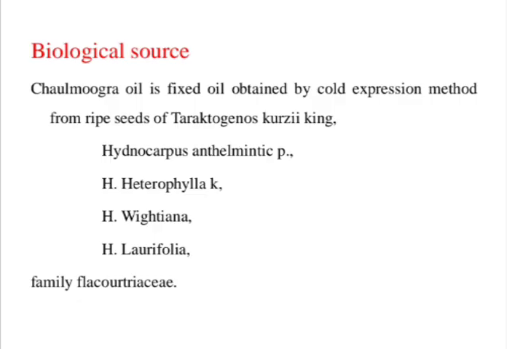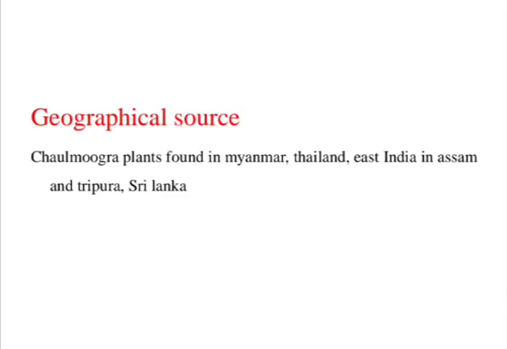Family: Flacourtiaceae. Geographical source: chaulmoogra plants are found in Myanmar, Thailand, East India, in Assam and Tripura, and Sri Lanka.